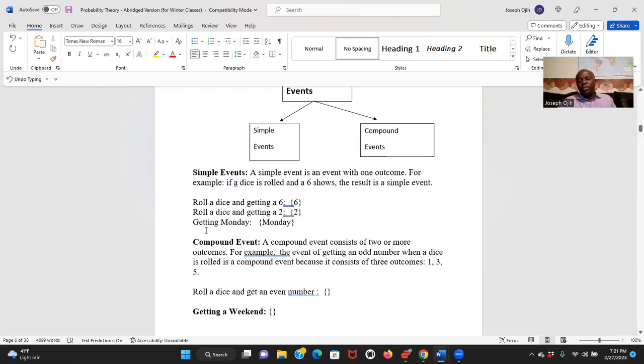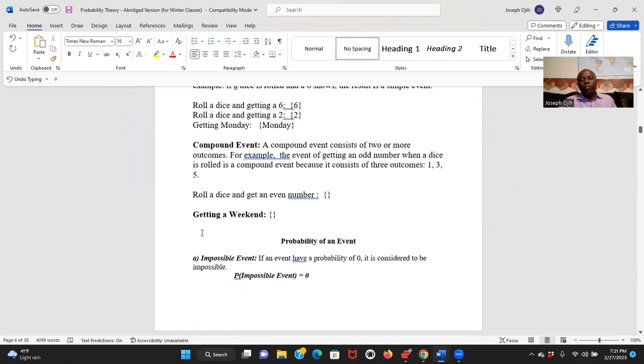Now, for the compound event, we're looking at 2 or more outcomes. For example, if you roll a dice and get an even number, we have 6 numbers on a dice, and getting an even number means getting 2, 4, or 6. If you choose a day of the week and want a weekend, that means Saturday and Sunday. So the outcome is more than one. 2 or more outcomes give us a compound event.